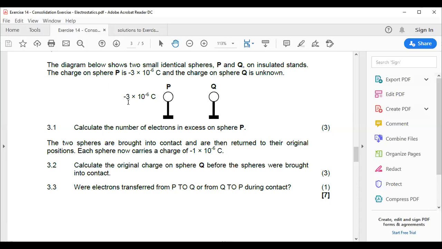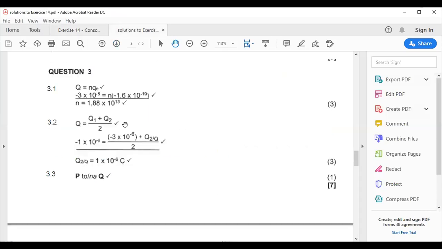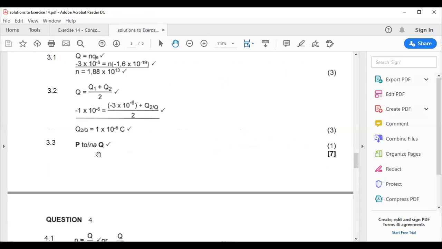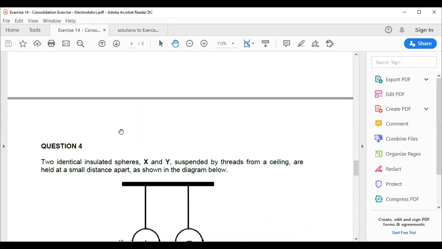So electrons always move from the one that is more negative to the one that is less negative. So the electrons will move from P to Q. Your answer is P to Q, not Q to P. Right, that's what we have there. P to Q is your answer. Then we'll move on to question number 4.